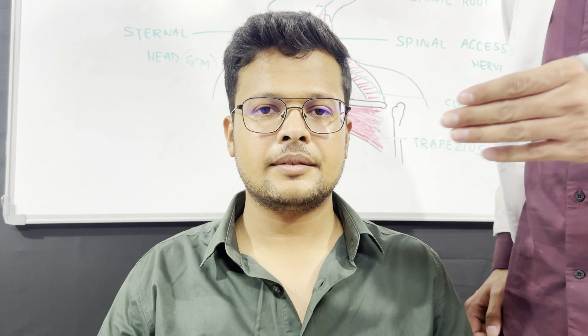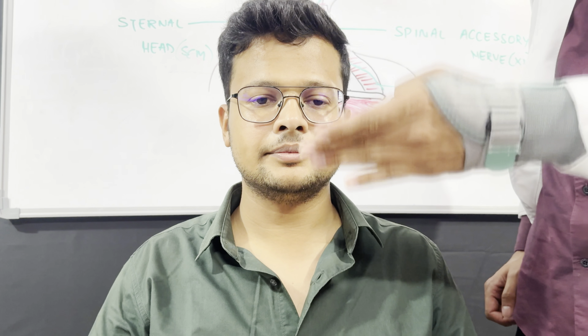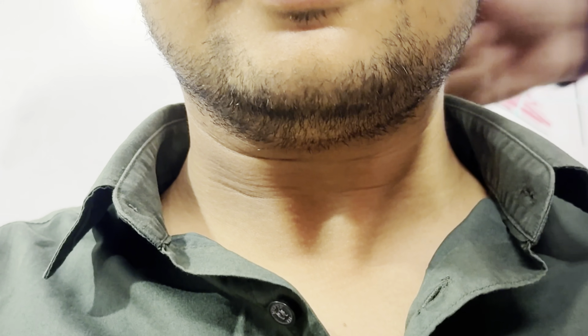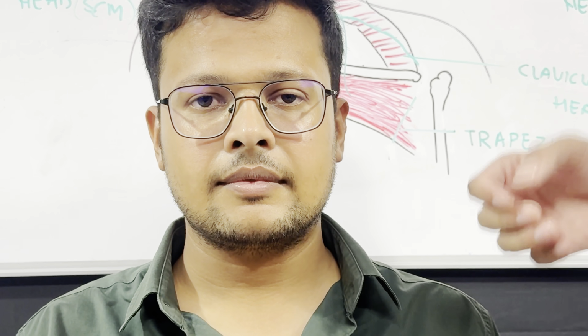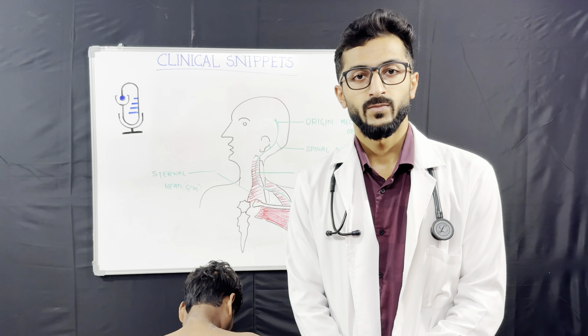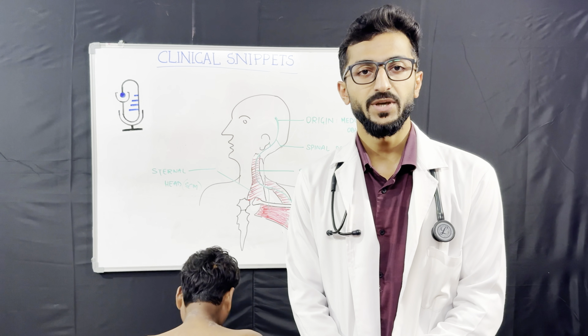Now we'll examine the sternocleidomastoid bilaterally. At the same time, we'll ask the patient to touch his chin to the chest and we'll apply a firm pressure on the forehead. Here you can see the prominence of sternocleidomastoid bilaterally and symmetrically. If there is an injury to the right side of the sternocleidomastoid, then the head will tilt towards the right side. Now we'll be examining the trapezius muscle.